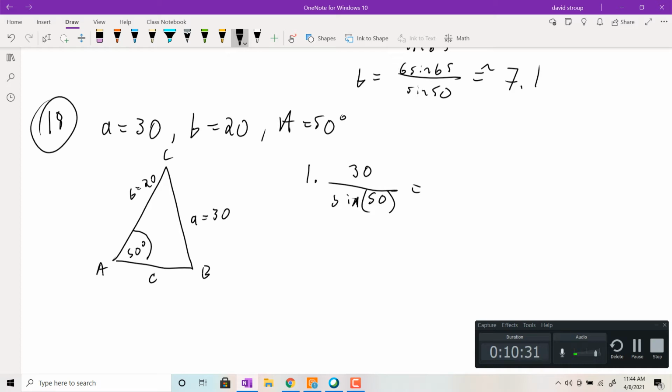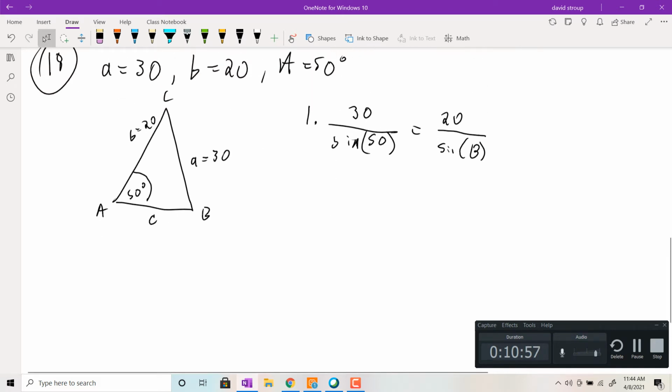Let's keep it in alphabetical order. So little b is 20, and then, well, I guess we don't know little c and big C at all. So you're forced to do the b value here. You have no choice. So anyways, you'll have sine of b, which we don't know, and this is what's causing the issue with the multiple solutions, is when you take that inverse sine. Okay. We don't really know if it's an acute angle or obtuse.